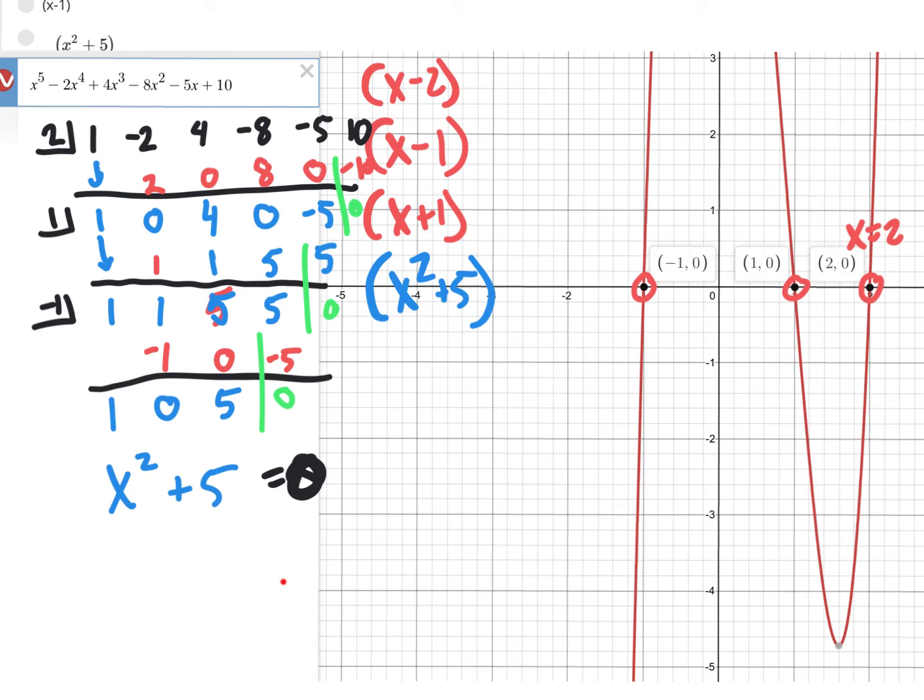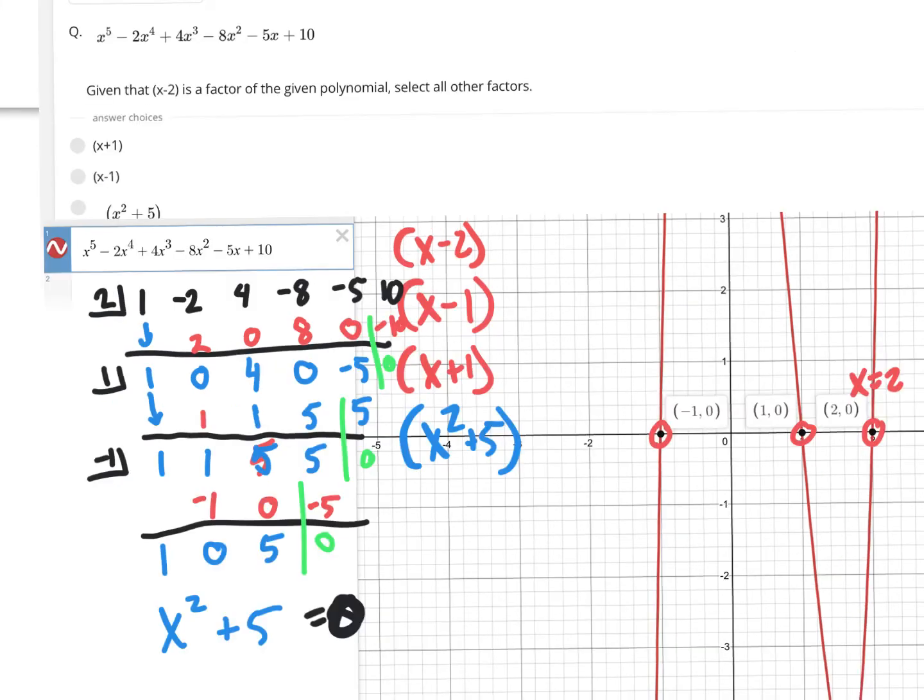Now the reason why I didn't show that work is because they're not asking for the answers. They're asking for the other factors. So they gave you x minus 2 being a factor, and the other three factors that you should select are x minus 1, x plus 1, and x squared plus 5. And going back to that question, it doesn't show all of them, but here's the x plus 1, here's the x minus 1, and there's the x squared plus 5.